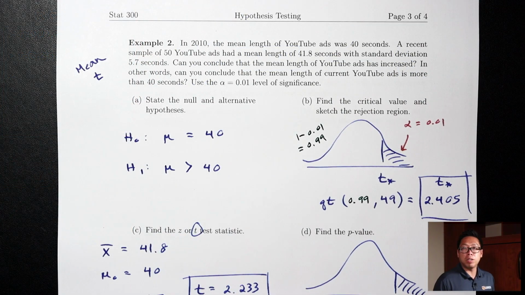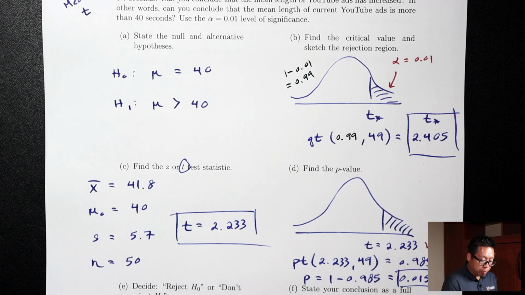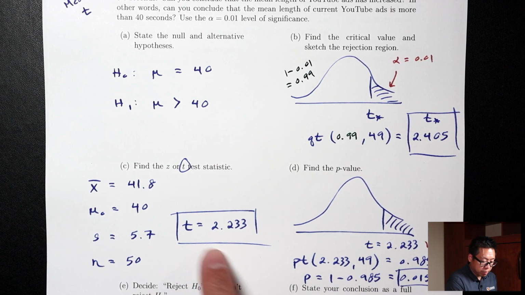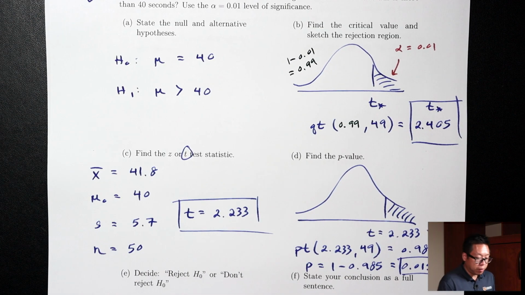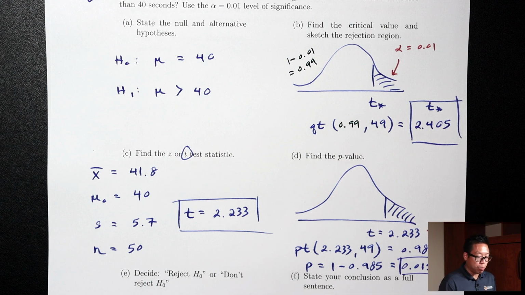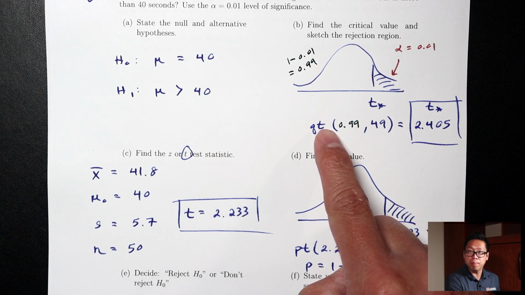There's one more thing I want to mention before we move on. For questions that are shaded to the right, like example 2 here, just from the picture, we expect the critical value and the test statistic to be positive, and they are. So if you didn't get a positive answer for the critical value, what probably happened was you forgot to do the 1 minus before plugging it into qt or qnorm.